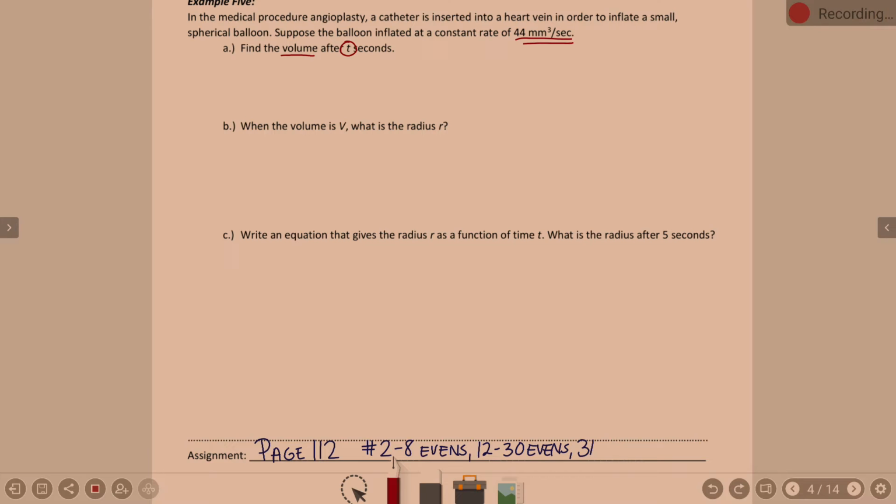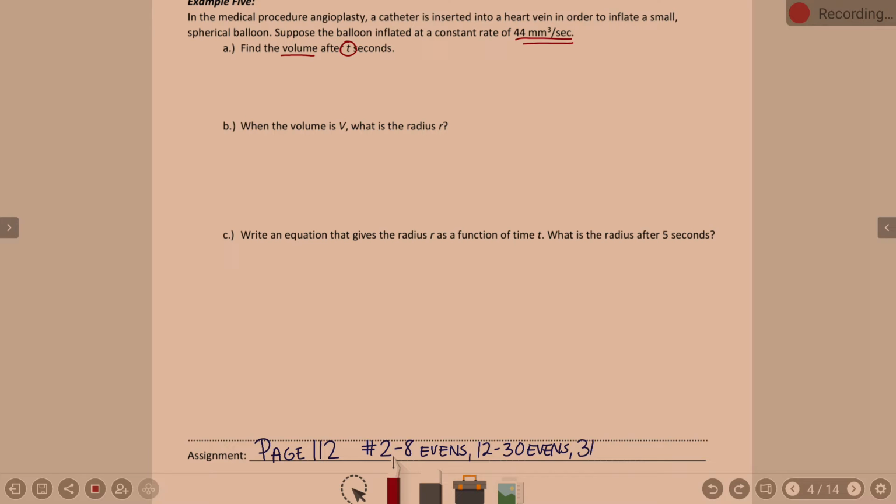We're being asked to find the volume after t seconds. I don't have anything I can solve for t, though. Is it just 44 millimeters cubed t? Okay, so let me back that up. Let's take bits and pieces here.